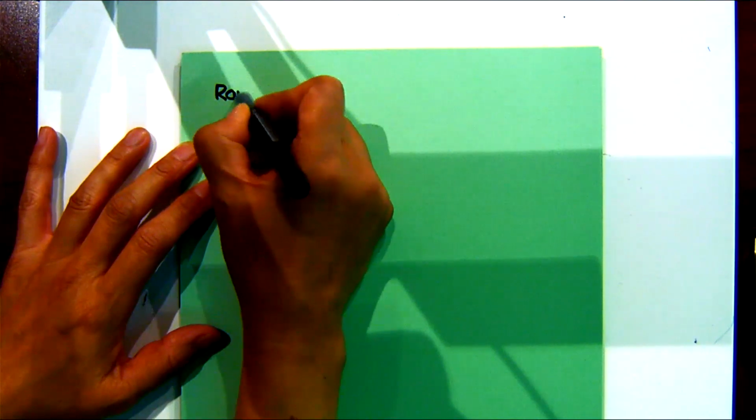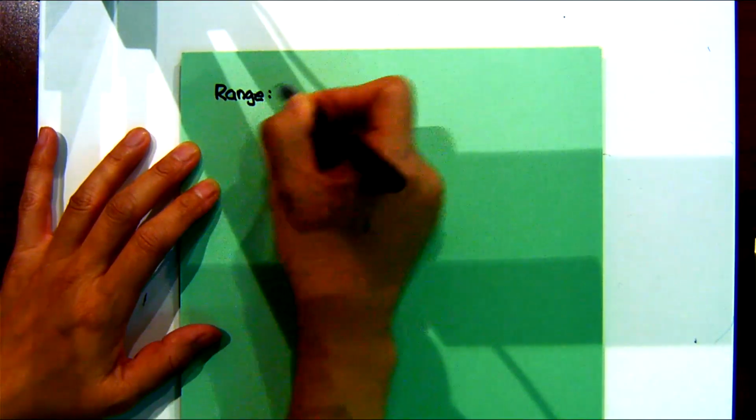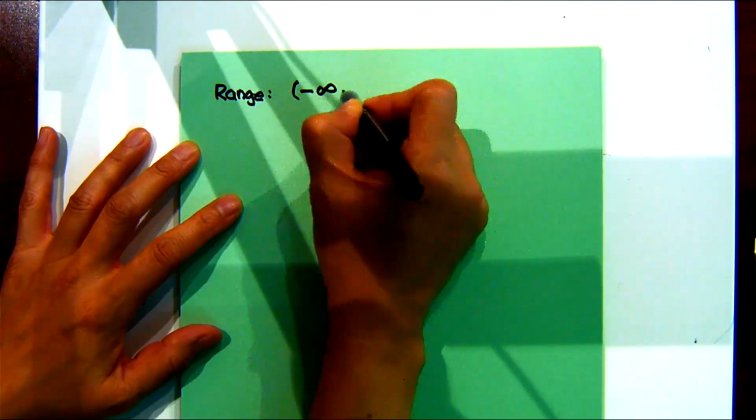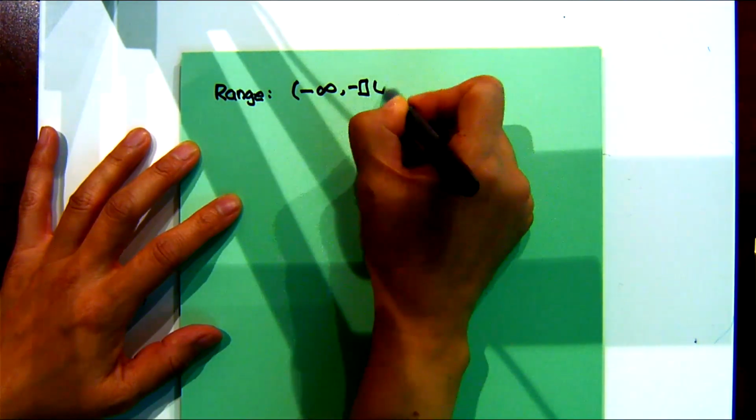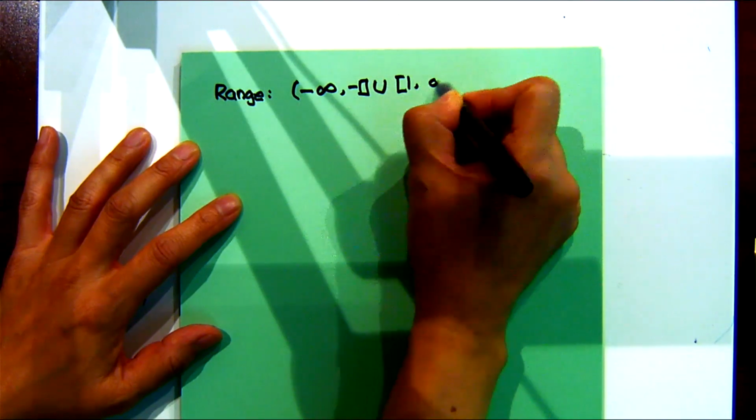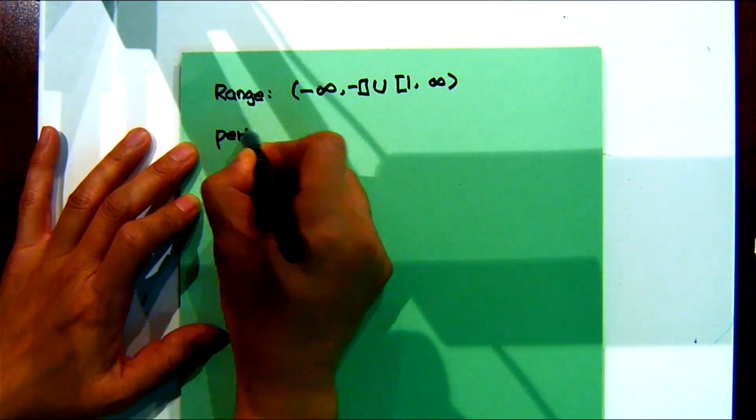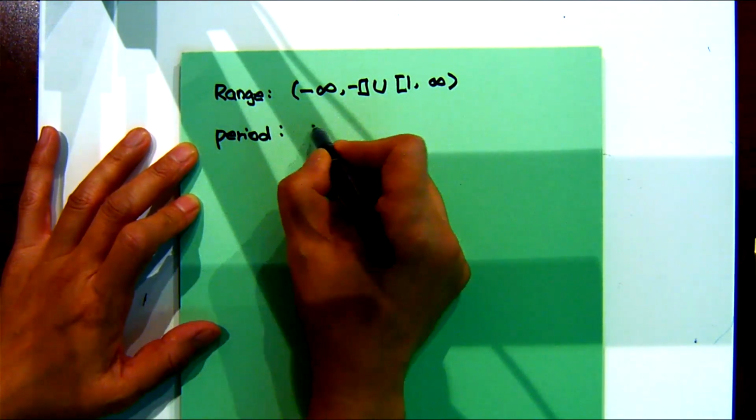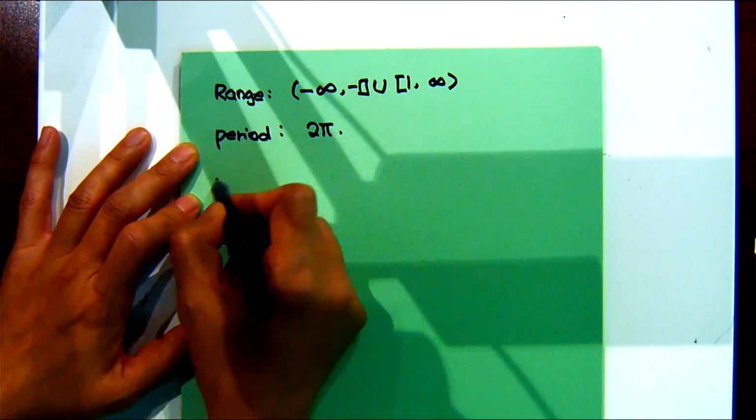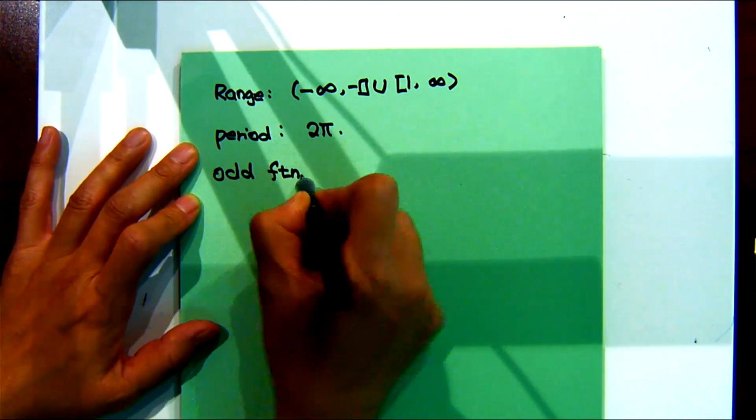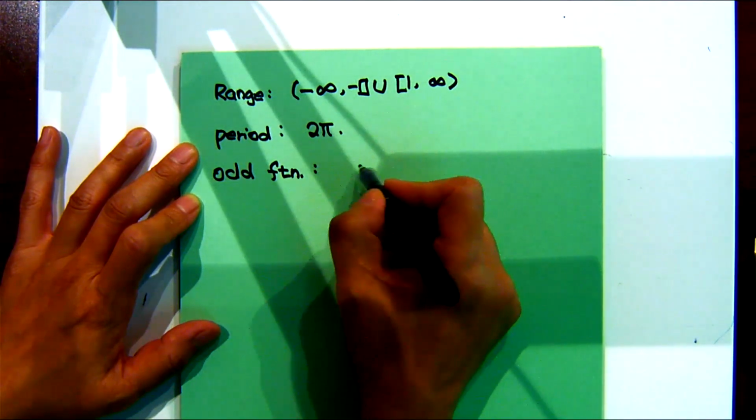And then we think about the range. The range is the same as the secant function. So that becomes negative infinity to -1, union 1 to infinity. And then the period is the same as the sine function. So that is 2 pi. And the sine function is an odd function. So the cosecant function is an odd function.